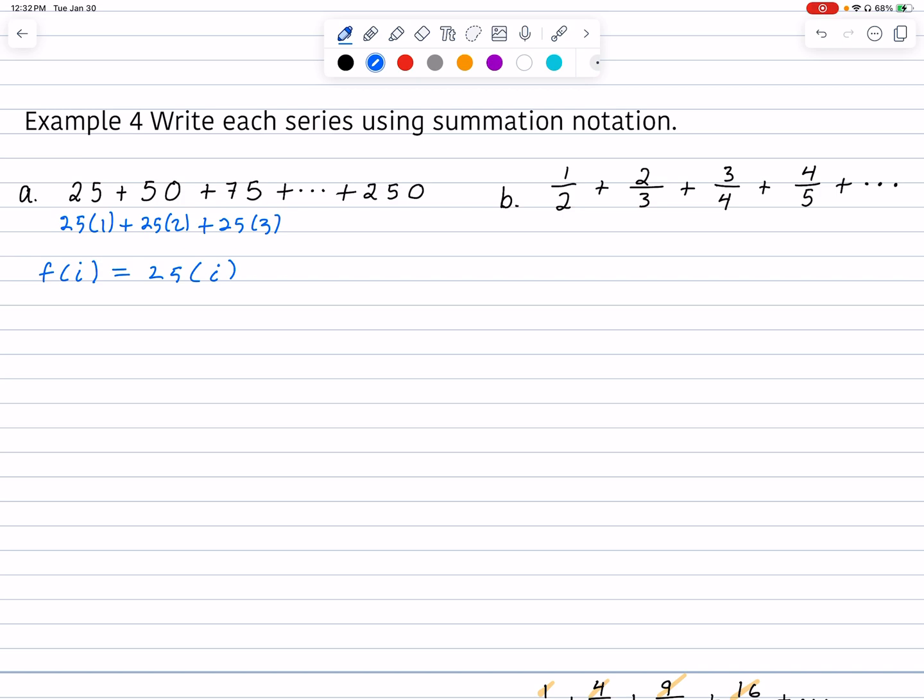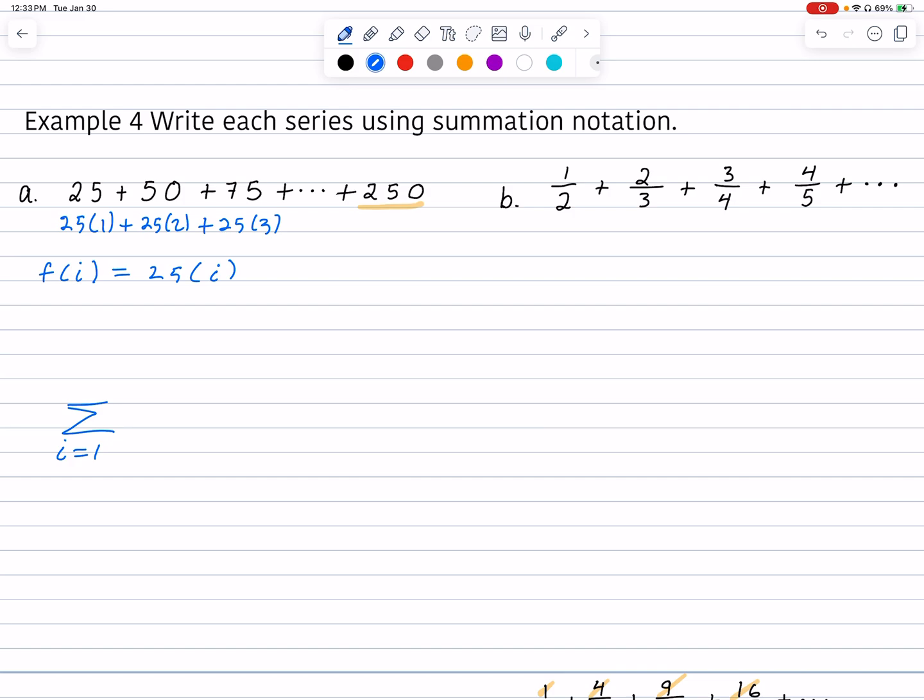So we plug in 1, we get 25. We plug in 2, we get 50. We plug in 3, we get 75. So from here, we're going to write our formula. So let's see what we got. We're going to sum our sequence from term 1 all the way to, now I'm not sure where to end, right? We know that we end when the sequence equals 250, but what term is that?